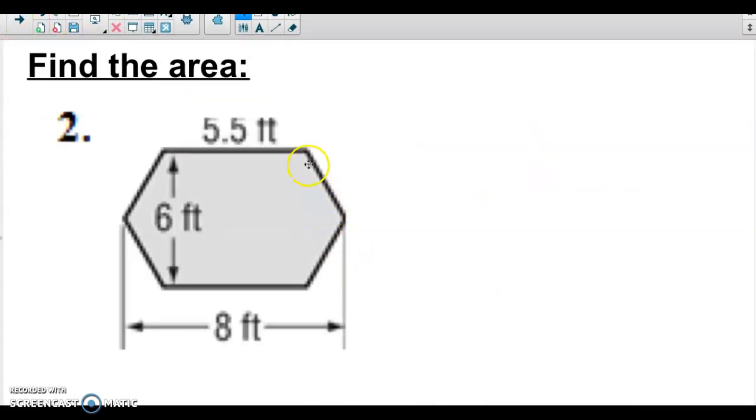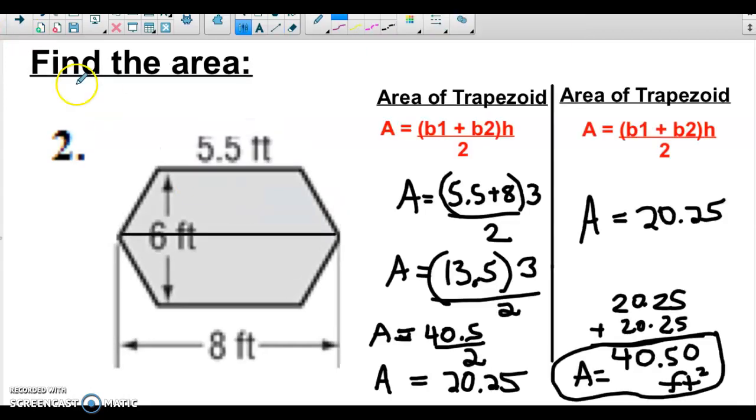And in this problem, what I would recommend you doing is drawing a line across like this. And these are two trapezoids, two trapezoids that are exactly the same. So I would find the area of each trapezoid and add them together. Hit pause. Okay, so my trapezoids, the way I found the area of them, well, they were both the same. So I knew once I found one, the other one was exactly the same.